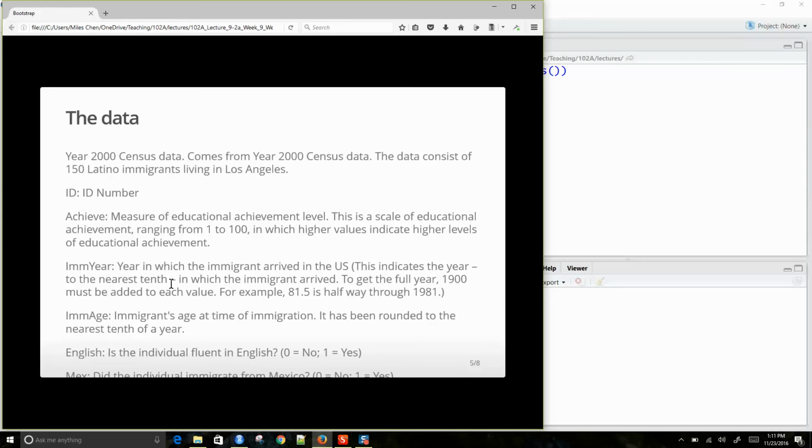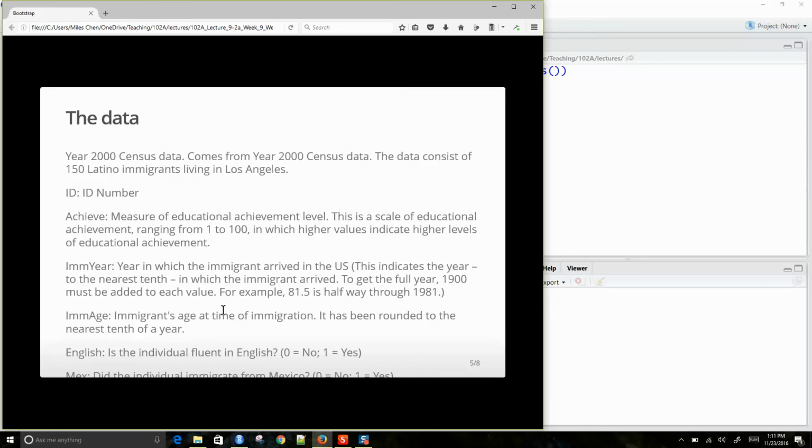And then there's an immigrant year and an immigrant age. This is the age of the person at the time of immigration, and this is the year at which the person arrived in the U.S., rounded to the nearest tenth, okay? And then we have two questions. Is the individual fluent in English? 0 for no, 1 for yes. And did the individual immigrate from Mexico? 0 for no if they're not from Mexico, 1 if they are from Mexico, okay?